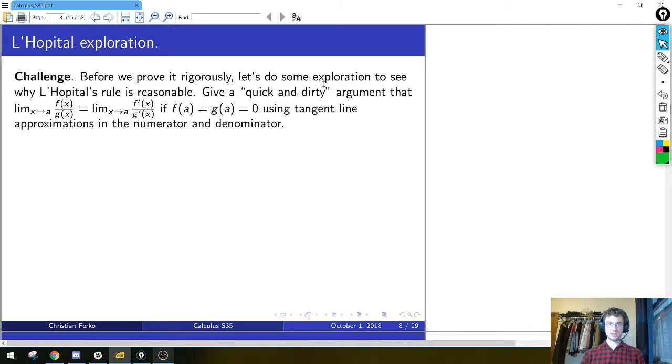Let's give a quick and dirty argument, so you don't need to prove anything or be rigorous, and you can be hand-wavy or sloppy. But I will ask you, tell me why this might make sense by using a tangent line approximation in the numerator and denominator. So walk me through. Start with this limit, the limit as x goes to a of f over g. Do a tangent line approximation top and bottom, and then explain what happens afterwards.